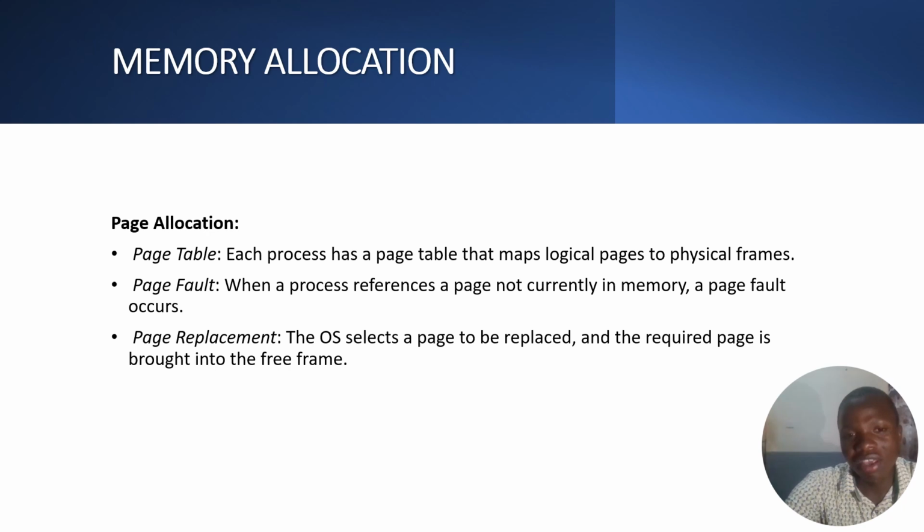For a page table, each process has a page table that maps logical pages to physical frames, meaning each process has the logical pages that match to the physical frames, as seen in the previous slide. Then the page fault is when a process references a page not currently in memory. It's like an error, a process calling a page that is not available. So there we get a page fault as an error.